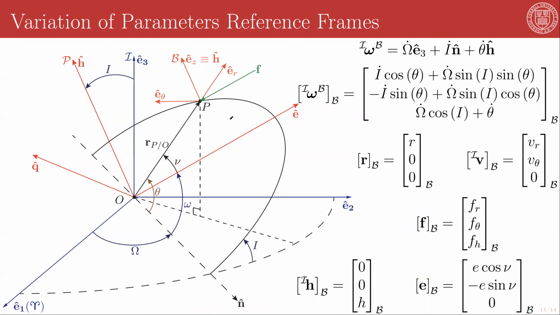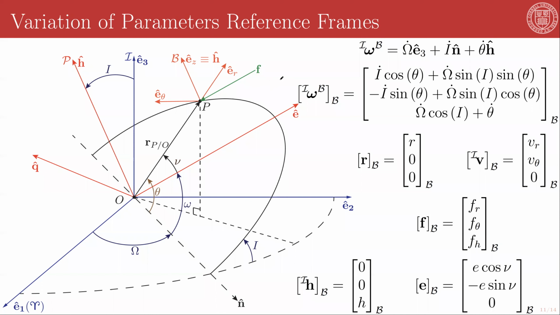We have already defined a frame of this type multiple times, and this B frame, as shown here, is effectively equivalent to our Hill frame, or Euler-Hill frame. Its first component direction, e hat r, points along the orbital radius vector r_P/O, where the central body is at O. Its second component is in the parafocal frame of the orbit, orthogonal to e hat r, which we call e hat theta, and its third component is orthogonal to the parafocal plane of the orbit, and therefore the e hat z direction is equivalent to the angular momentum direction of the orbit.